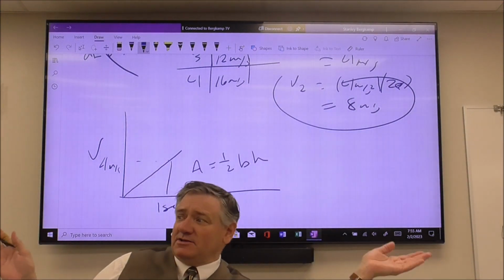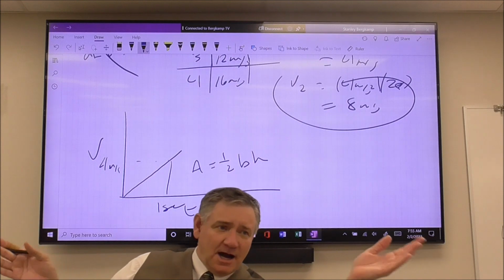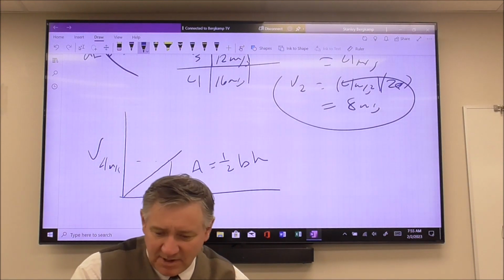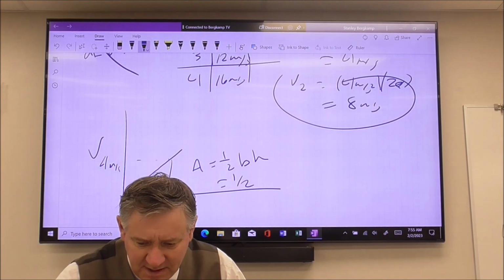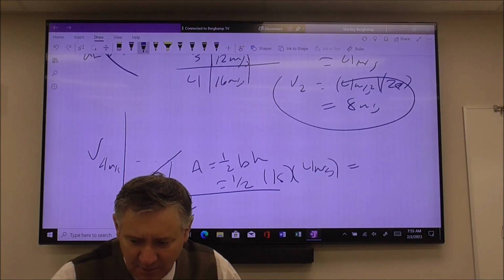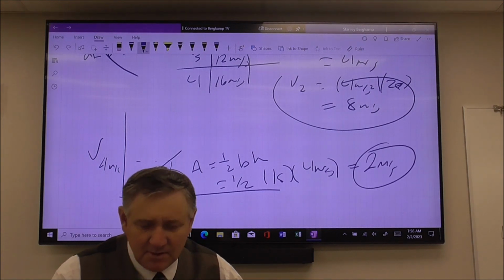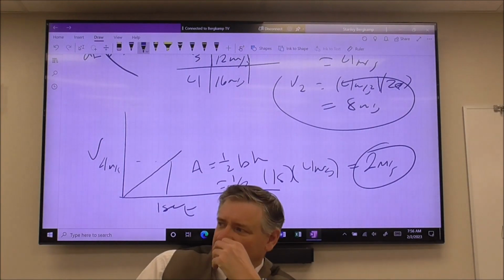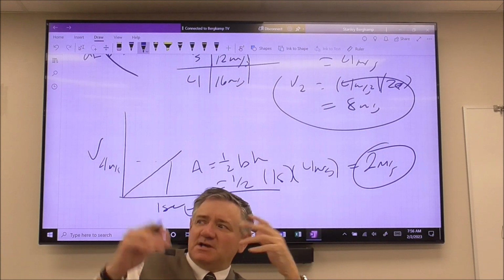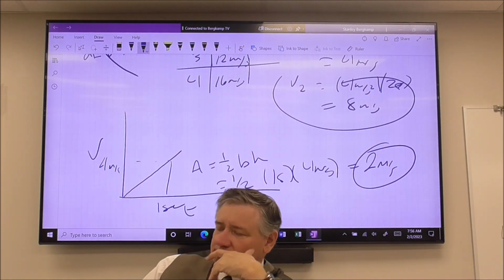This is valid. I could use my velocity time graph to find the area, to find the displacement. So I could sit here and go, that's 1/2 my base, which is 1 second, times my height, which is 4 meters per second. And oddly enough, I get, wait for it, 2 meters. It's cool, right? Fantastic. I can use that graph. It's great. I can do that.